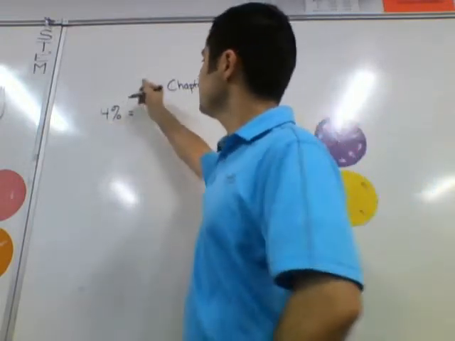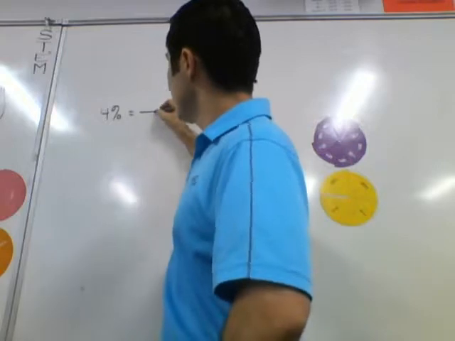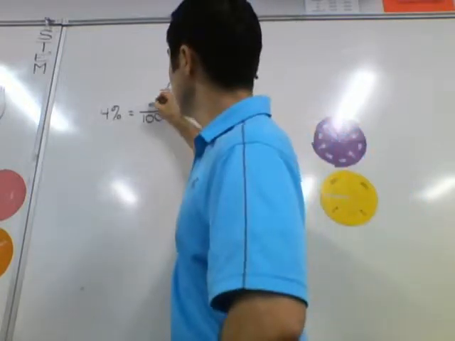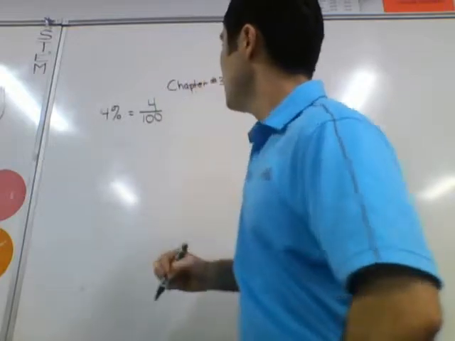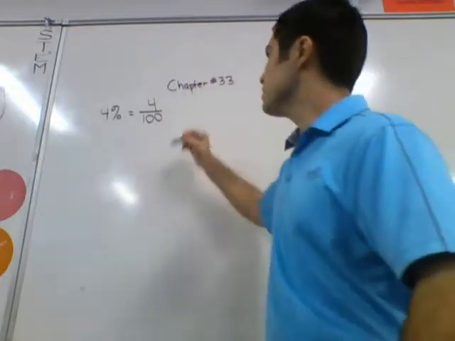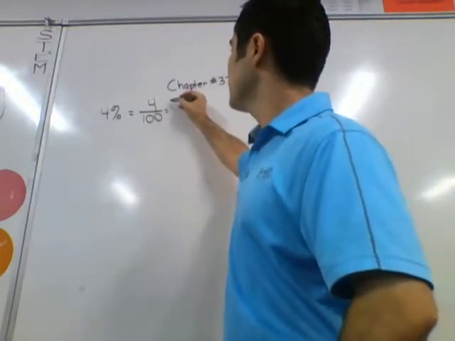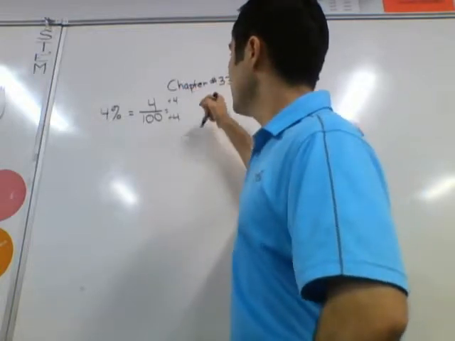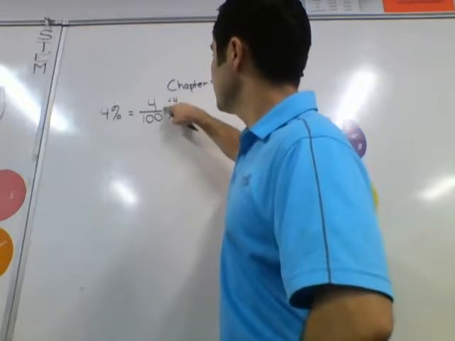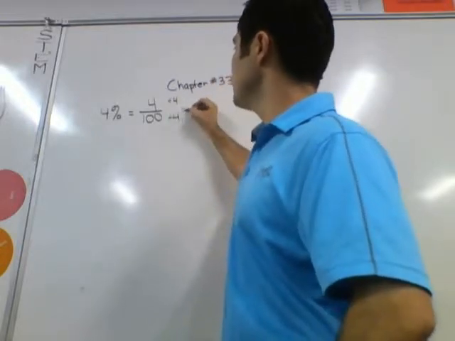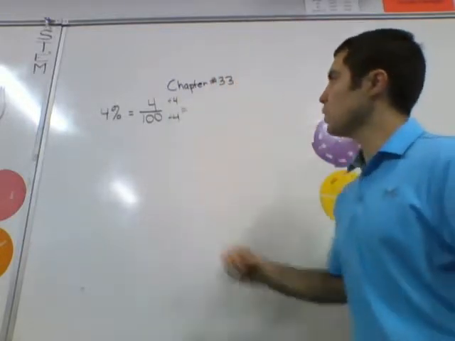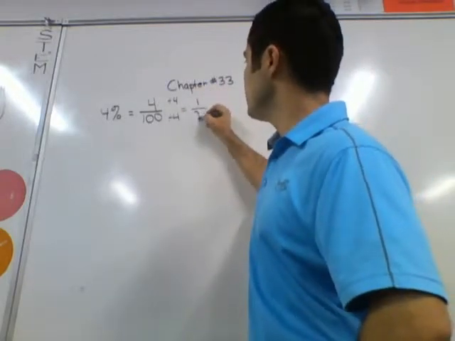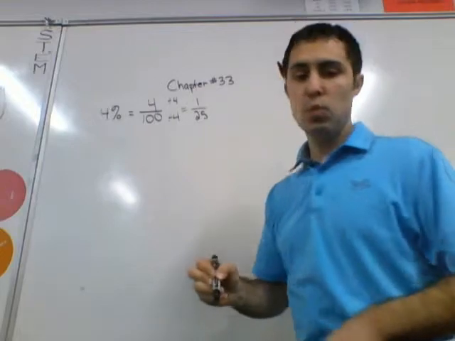Alright, so 4%, we always start out, we know that cent means 100, so you put it over 100. Okay? So let's go ahead and reduce this. We know that we can divide top and bottom by 4. Actually, it looks better if I put the equal sign there. All right, 4 divided by 4 is going to be 1. 100 divided by 4 is going to be 25. That's 1/25.